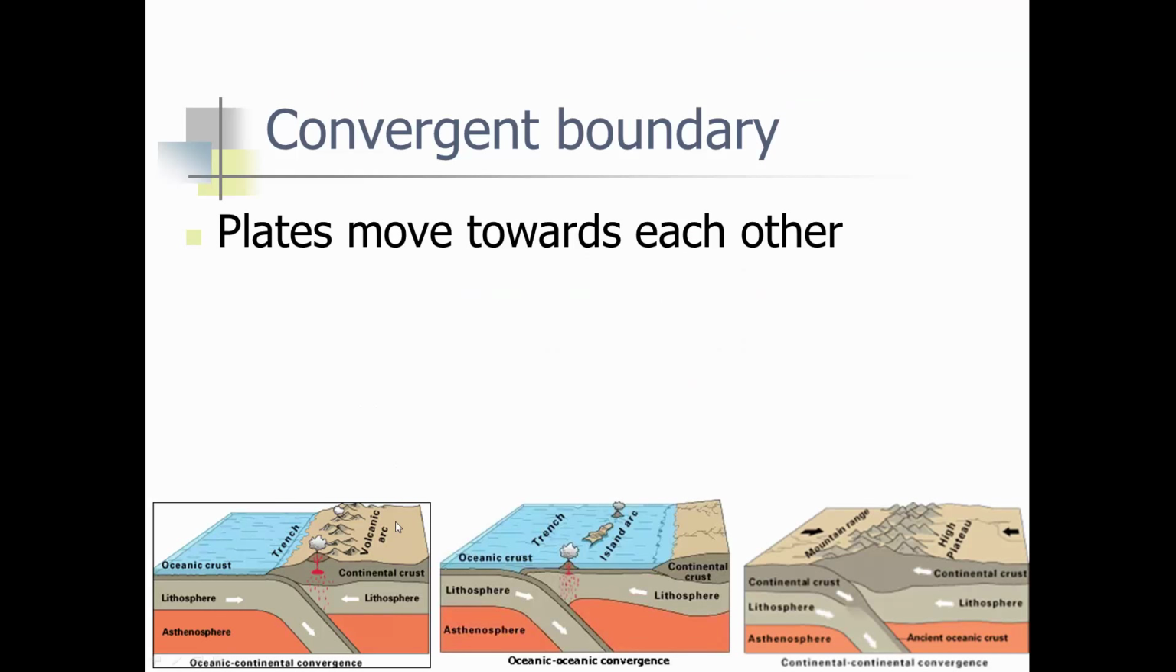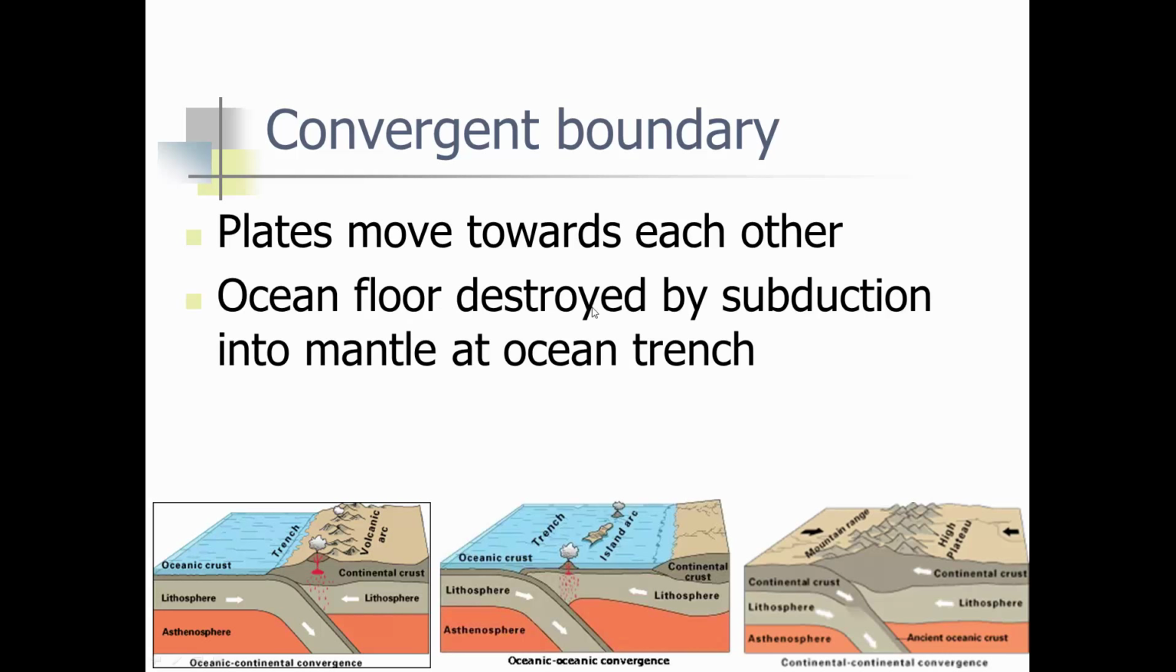Convergent areas, by definition, are when two plates move together, and we can have an oceanic-continental convergence, an oceanic-oceanic convergence, and a continental-continental convergence. But anytime two plates move together, ocean floor is usually destroyed at this location. You can see it actually moves. There's the oceanic crust being pushed down into the mantle, where it's going to melt and cause volcanoes on the continent.